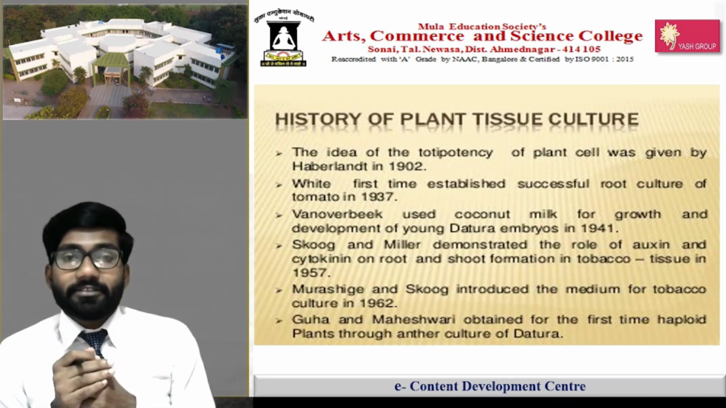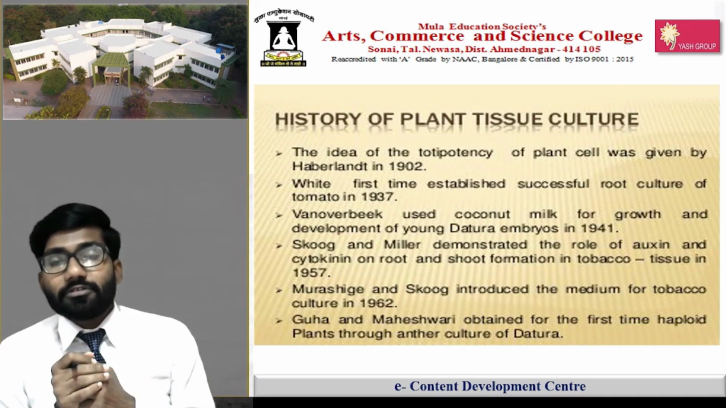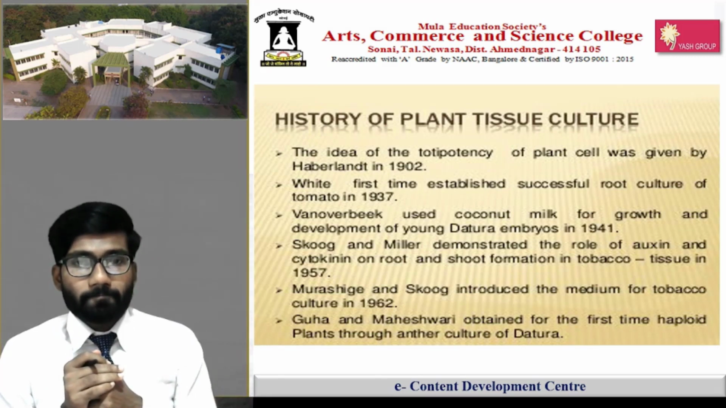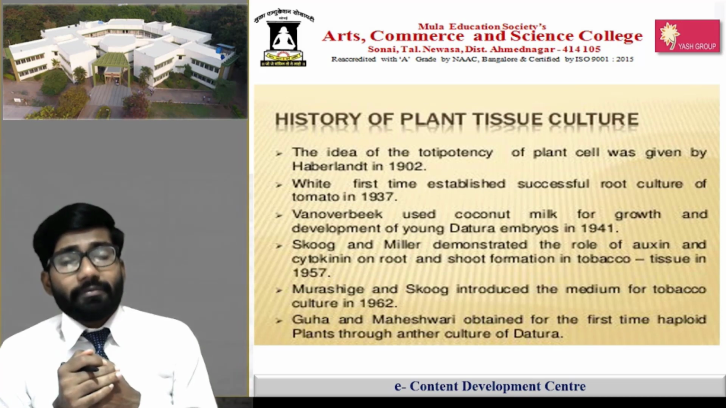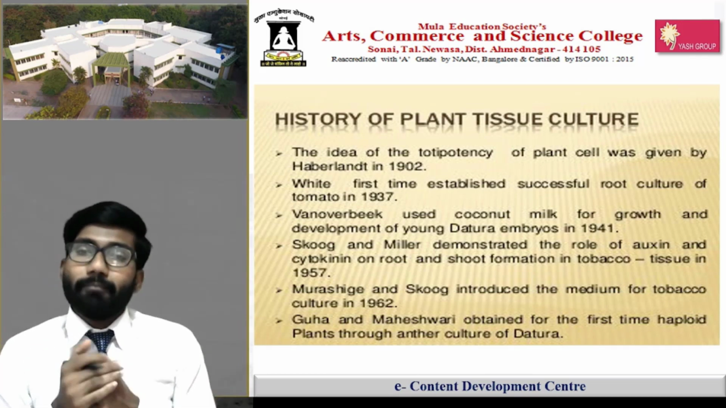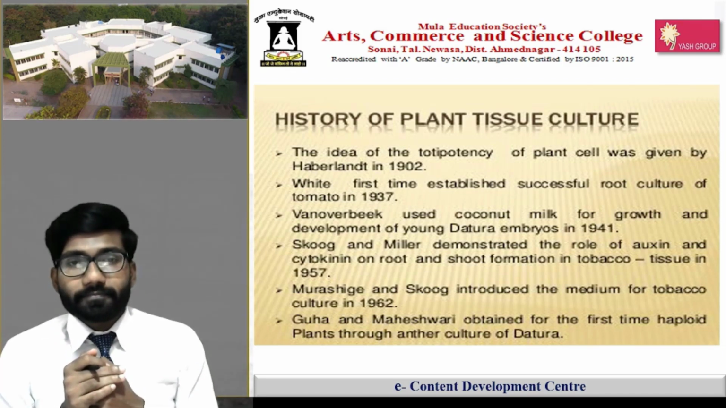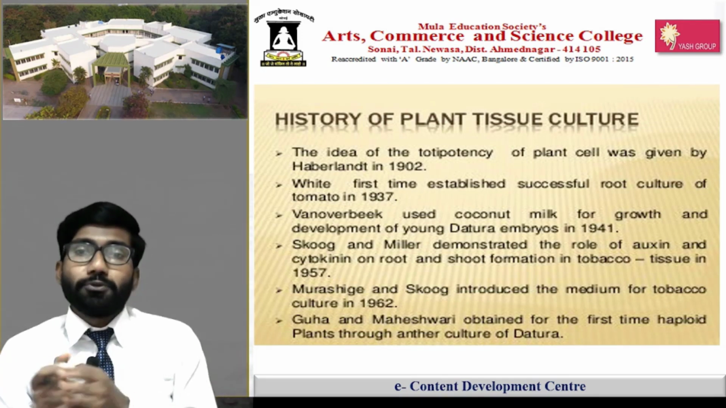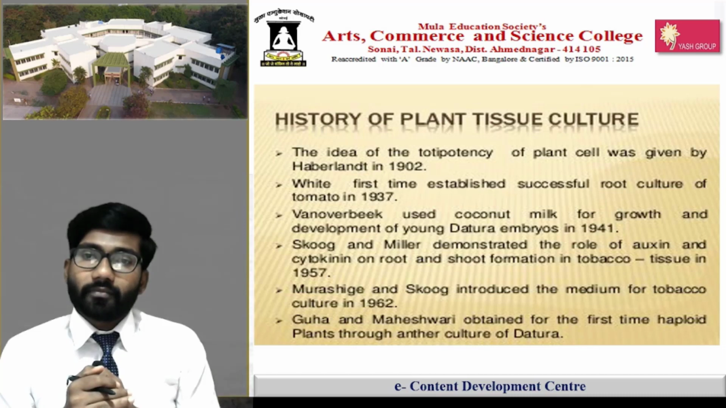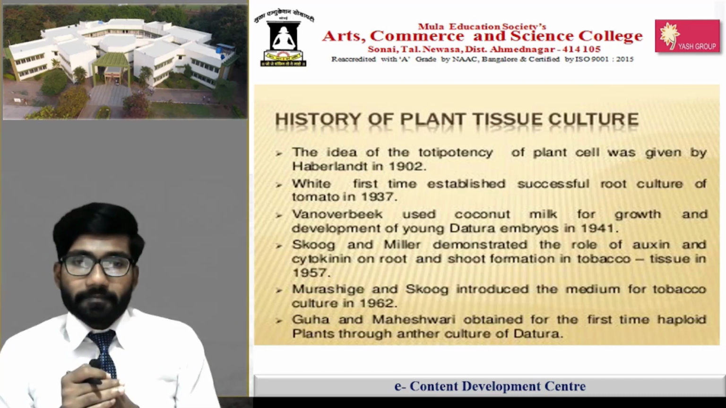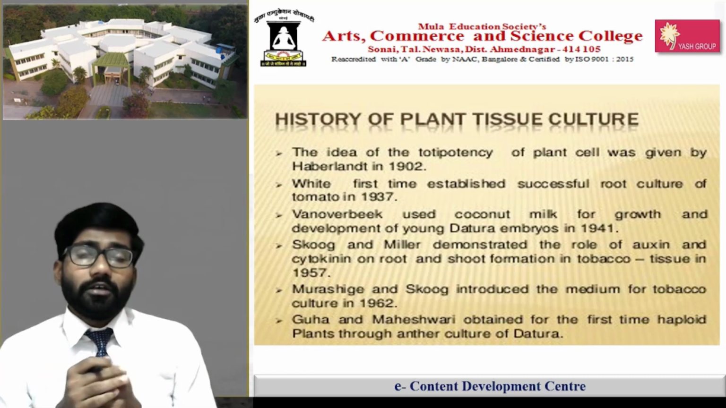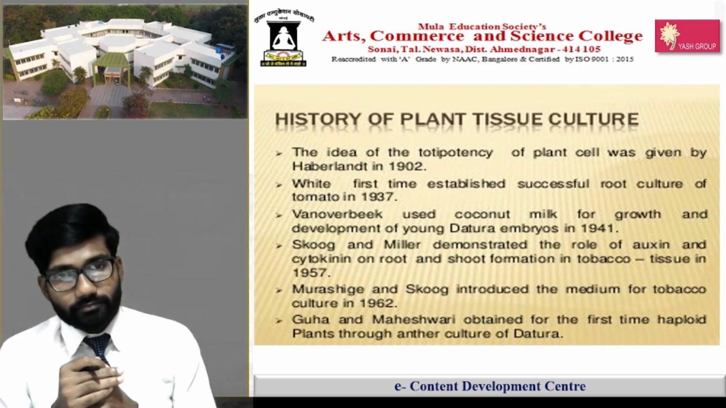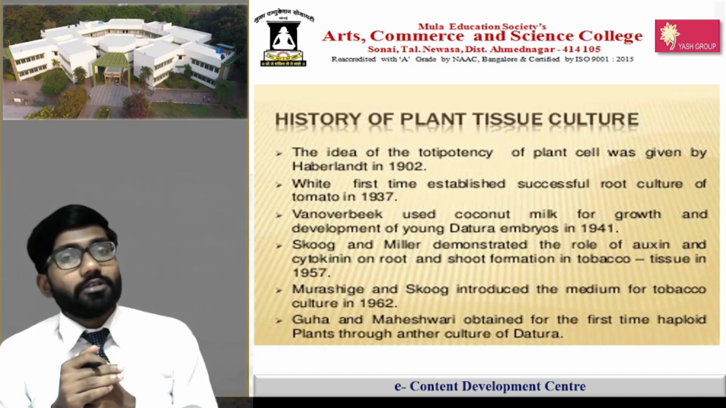After Haberlandt, White was the first to establish a successful root culture of tomato in 1937. Next, Van Overbeek used coconut milk for growth and development of young Datura embryos in 1941. Skoog and Miller demonstrated the role of auxin and cytokinin on root and shoot formation in tomato plant in 1957. Generally, auxin and cytokinin are the root and shoot hormones. They control the formation of root and shoot. It was first demonstrated by Skoog and Miller.